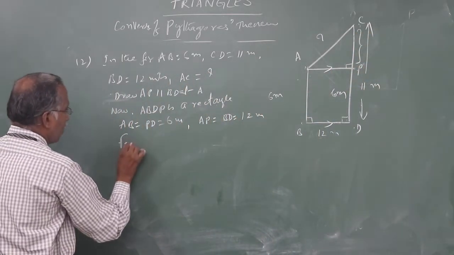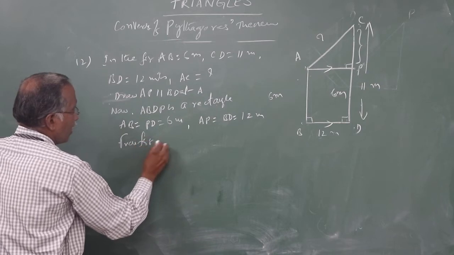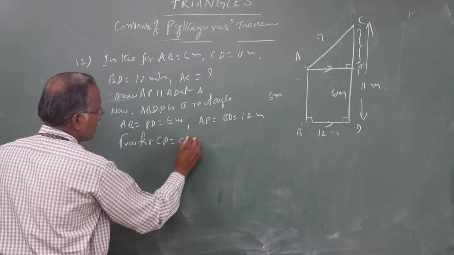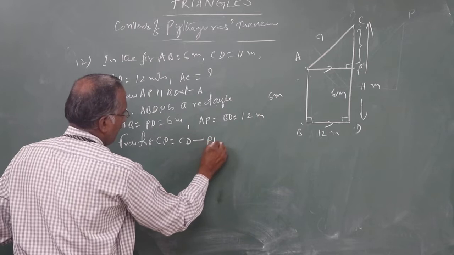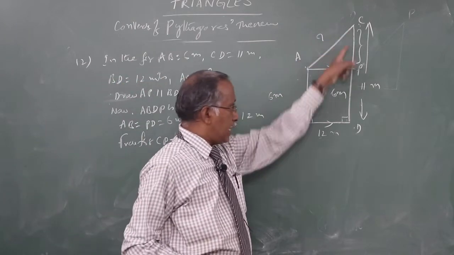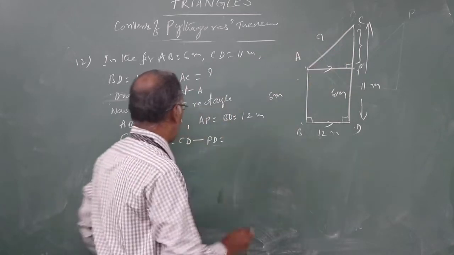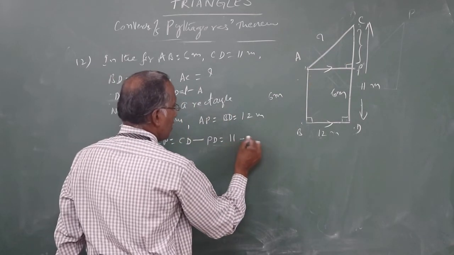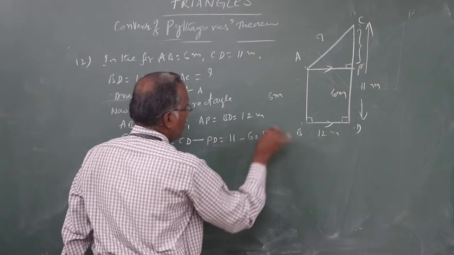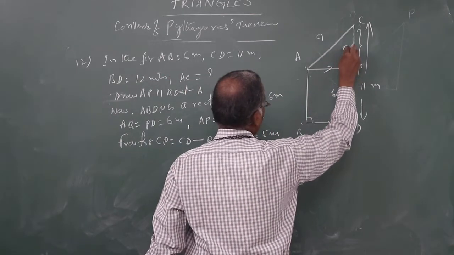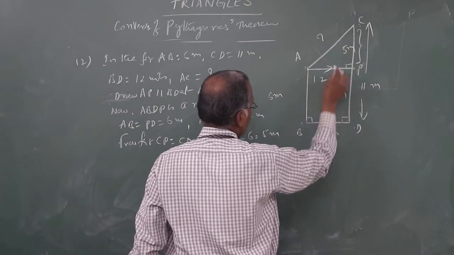From the figure, what do you write? CP can be written as CD minus PD. Look at this now. CD minus PD will give us CP. That means 11 minus 6 is equal to 5 meters. Now you have got, this is 5 meters, this is 12 meters.